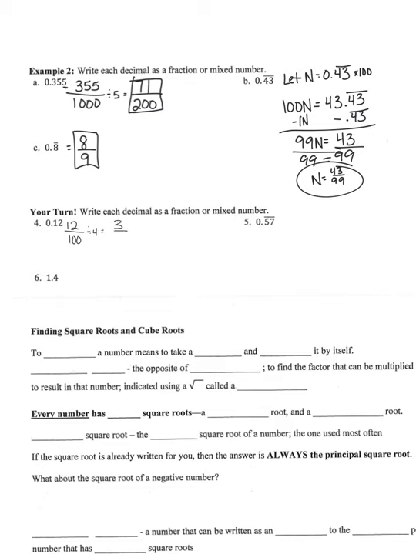Therefore, my numerator is 3, and my denominator is 25. So 3/25 is 12 hundredths as a fraction.